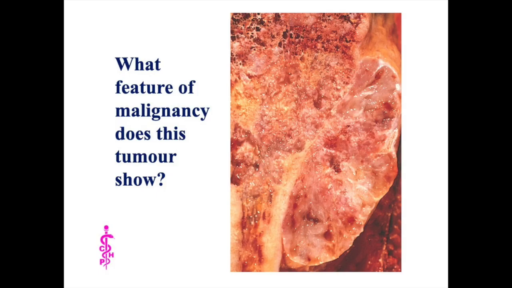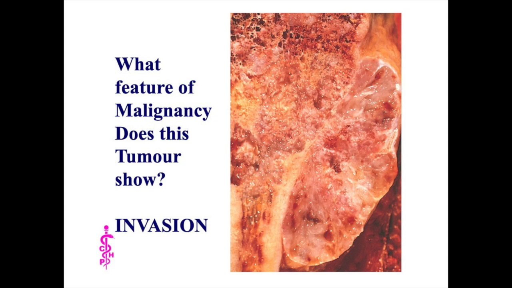Here is the end of a long bone. What feature of malignancy does it show? What features of malignancy are there? Well, metastases, it can't show that, and invasion. This is a chondrosarcoma and it's eroding through the cortex of the bone into the surrounding soft tissues.